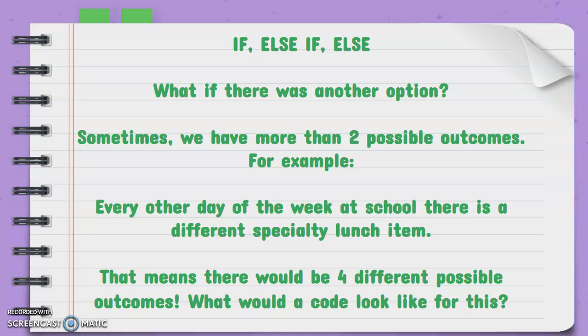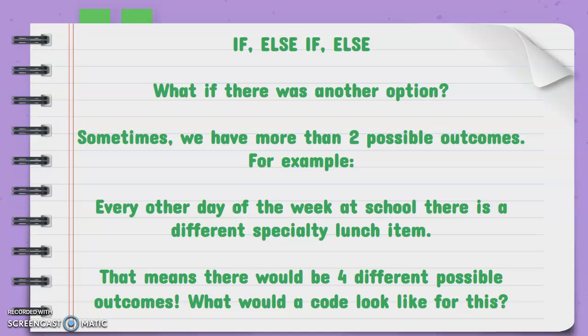You can also have the if, else if, else. What if there was another option? Sometimes we have more than 2 possible outcomes. For example, every other day of the week at school, there is a different specialty lunch item. This means that there would be 4 possible outcomes. What would the code look like for this?